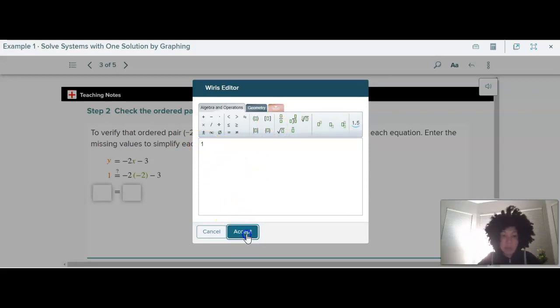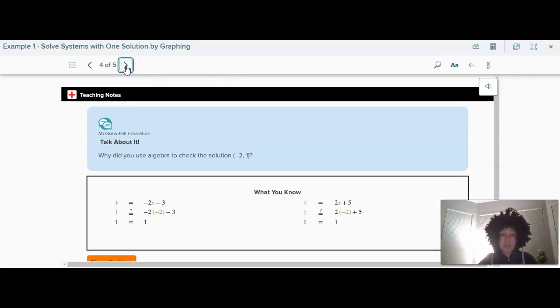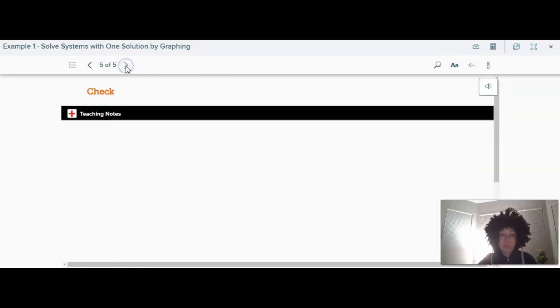1, there we go. And -2 times -2 is 4, 4 minus 3 is also 1. So this is 1, and this is 1, and this also equals 1. So this works in both of these equations. So this is the solution to this system of equations. Okay?